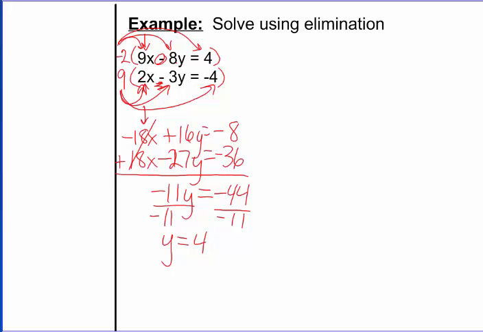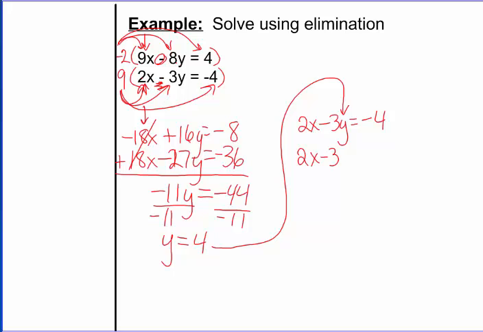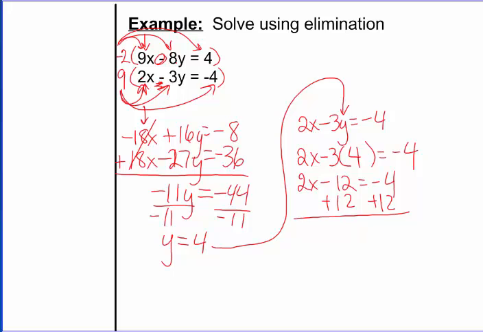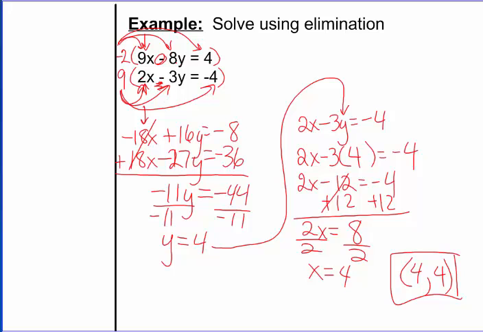Pick one of the original equations. So I'm going to use the 2x minus 3y equals -4. Take the value you just found, y equals 4, and plug it into the equation for the y value. So 2x minus 3 times 4 equals -4. So 2x minus 12 equals -4. Add 12 to both sides. So we get 2x equals 8. Divide by 2. X equals 4. Write your final solution, in this case, 4, 4. And then we'll do our checks.